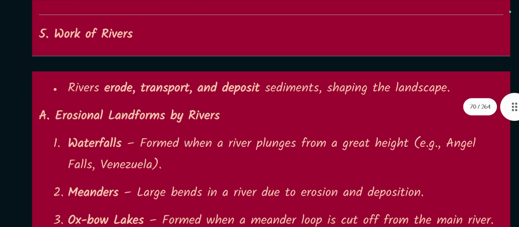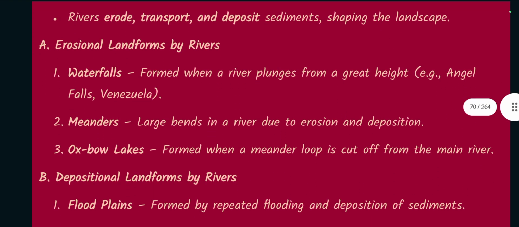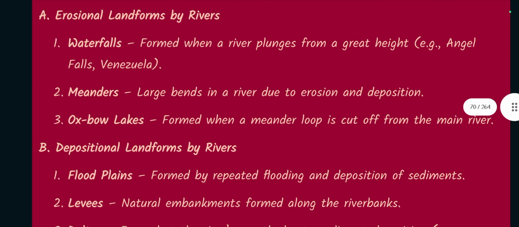Work of rivers. Rivers erode, transport and deposit sediments, shaping the landscape. Erosional landforms by rivers. Waterfalls, formed when a river plunges from a great height, like Angel Falls, Venezuela. Meanders, large bends in a river due to erosion and deposition. Oxbow lakes, formed when a meander loop is cut off from the main river.